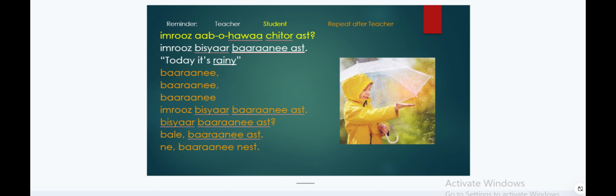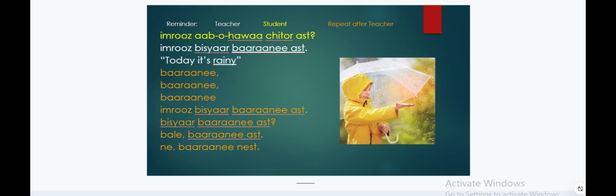Today it is rainy. بارانی. امروز بسیار زیاد بارانی است. امروز بسیار بارانی است. Today it is very rainy. So if I say is it rainy? بسیار بارانی است.